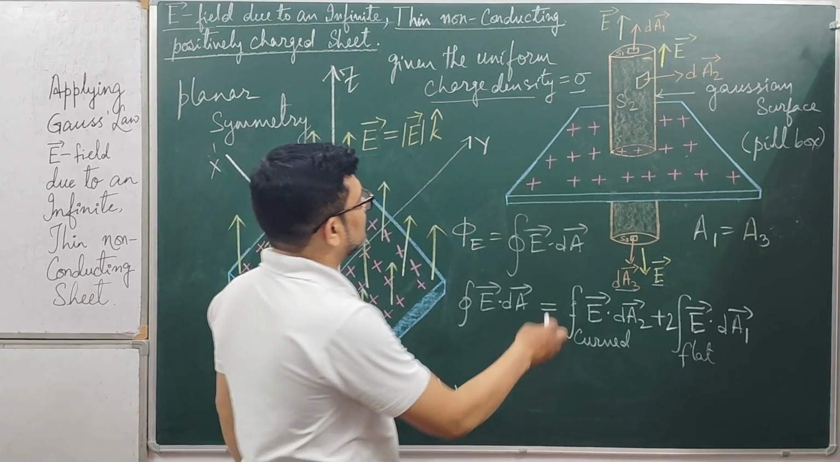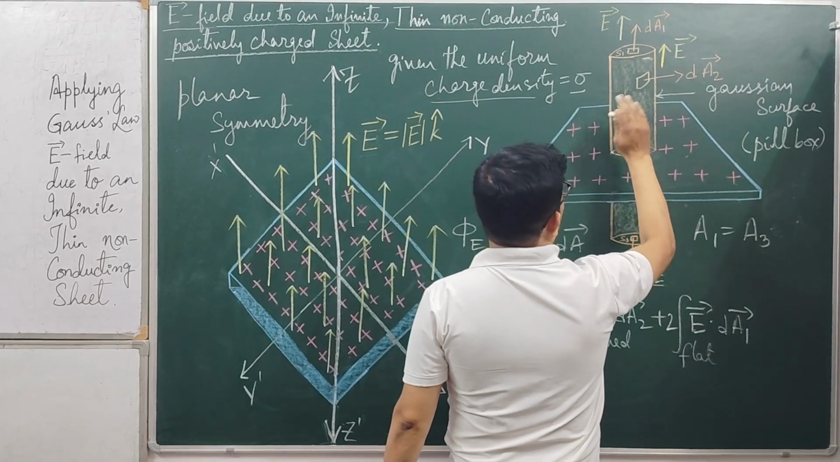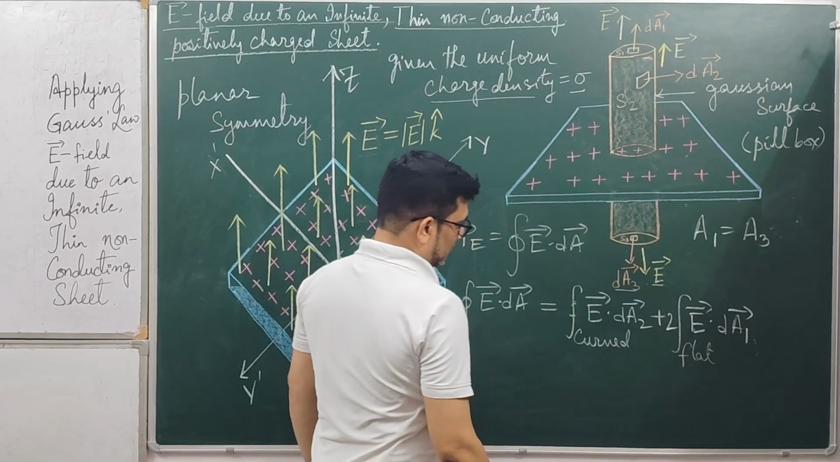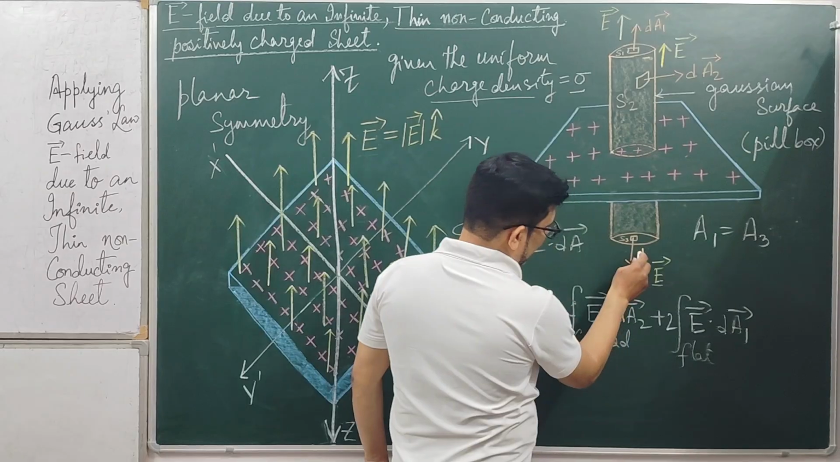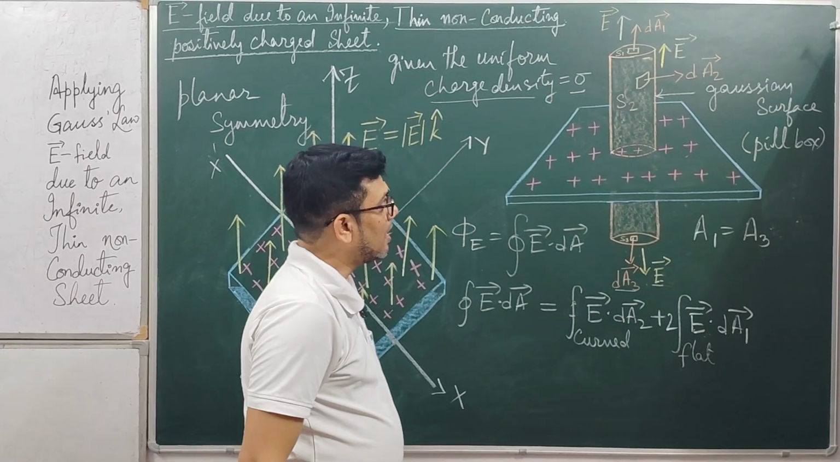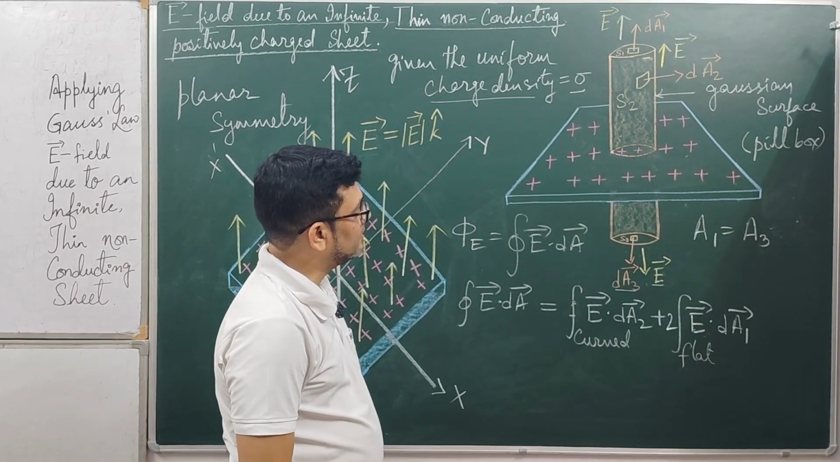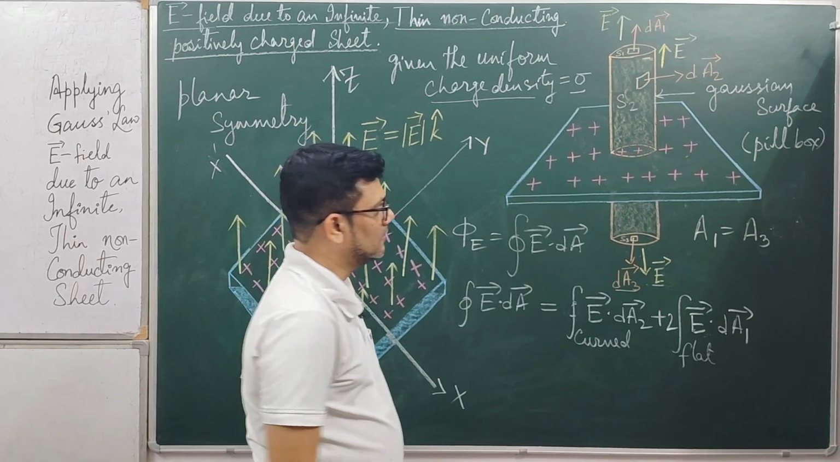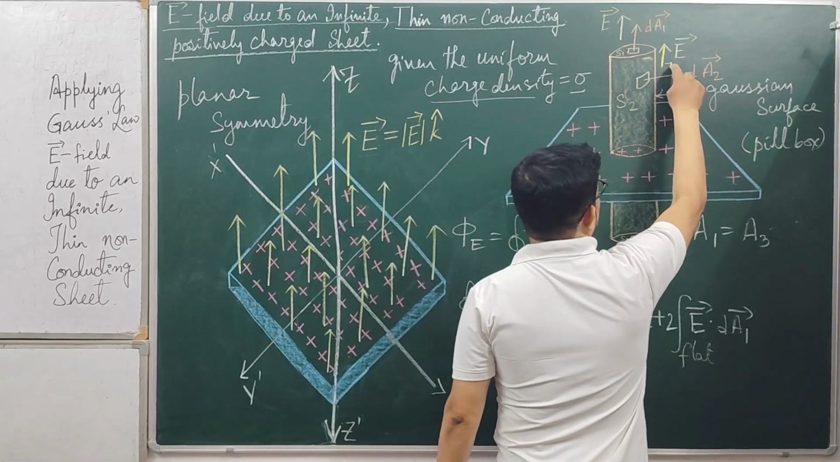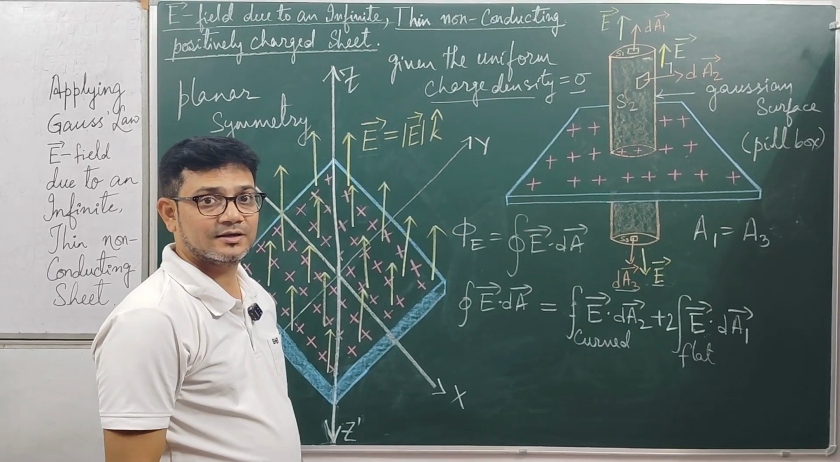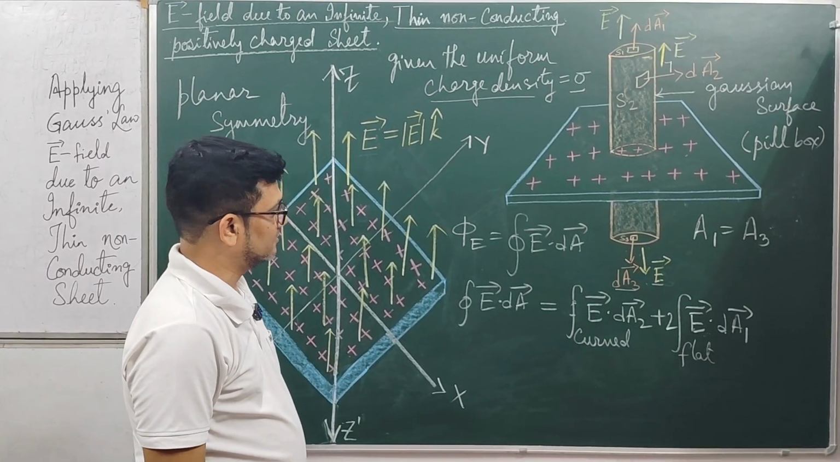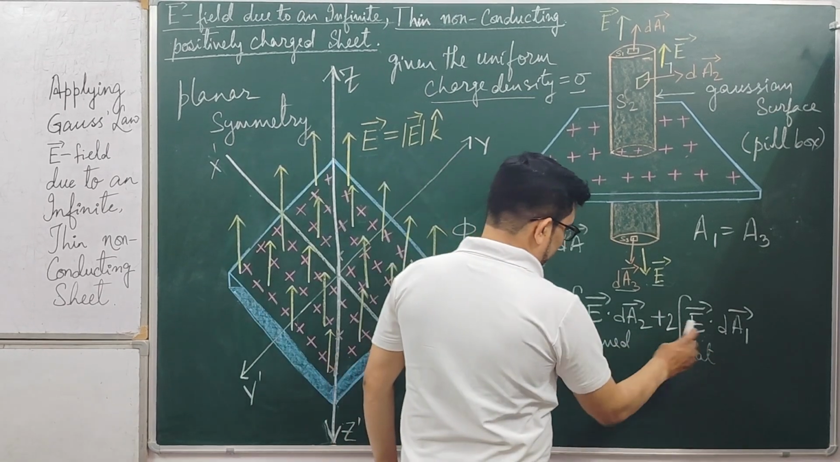Can you think what angle it's going to be? Figure it out. So this is curved and these two are adding up. Here we will be getting the values because the angle is 0 degrees. However, if you look carefully in case of the curved surface, the angle between the electric field and the elemental area dA2 is 90 degrees.